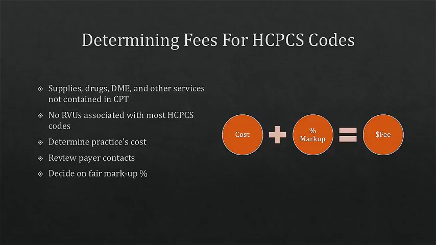Determining fees for supplies, drugs, durable medical equipment, and other codes that do not have a relative value unit assigned to them are determined by adding a markup to the practice's cost for that item or service. Payer contracts should be reviewed to determine what amount the fee schedule will reimburse a practice for each service or item that the practice will offer. The markup percentage should be set so that the final fee for the item or service exceeds what the payer will allow to optimize the practice's revenue. When a payer reimburses an item or service at 100% of what is billed, that is an indication that the fee for that item or service may be set too low.